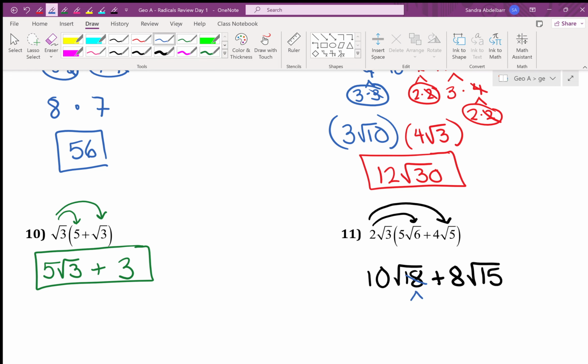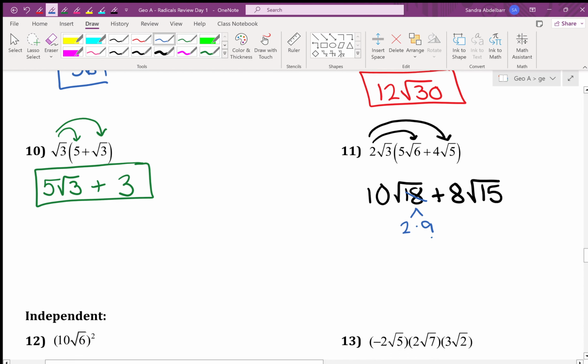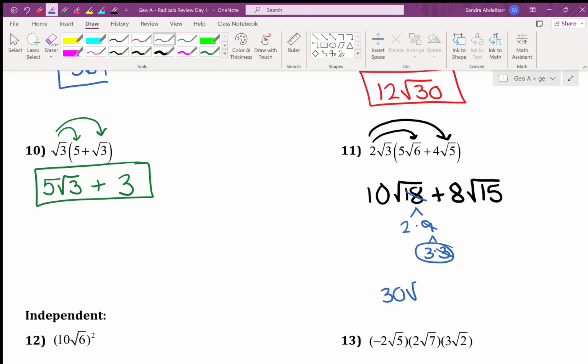Good. We can simplify root 18. So we got 2 and 9. And then 9 becomes 3 and 3. So we get 30 root 2. Can I get any pairs from 15? No. So then it's just plus 8 root 15. Can I add a 3 root 2 and an 8 root 15 together? No, they're not like terms, right? They don't have the same radicand. So we just leave it like this.